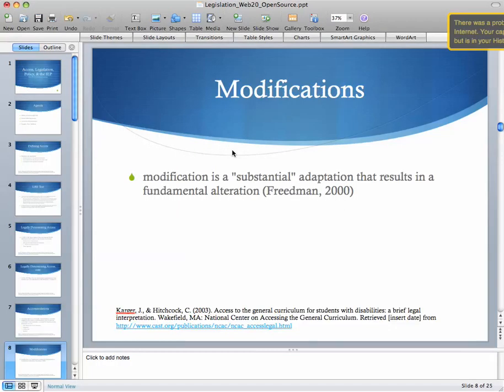Finally, when we talk about making modifications, we're identifying a substantial adaptation that results in a fundamental alteration of the content. This is where we're looking at possibly taking a reading passage that the student would have typically read in the general ed classroom and identifying a reading passage that's similar at a much lower reading level that may not cover all of the content that original passage covered. There would be substantial adaptation there in terms of the content the student was receiving.